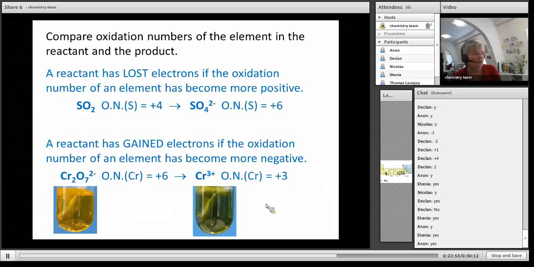Okay, now if the oxidation number becomes more positive, I don't really like the words increases or decreases, because it depends what you mean by increase and decrease. So if it becomes more positive, we have lost electrons, because remember, electrons are negative. So if I lose a negative, I become more positive. The oxidation number of sulfur in sulfur dioxide is +4, whereas the oxidation number of sulfur in sulfate is +6. So it's become more positive. How many electrons have I lost?